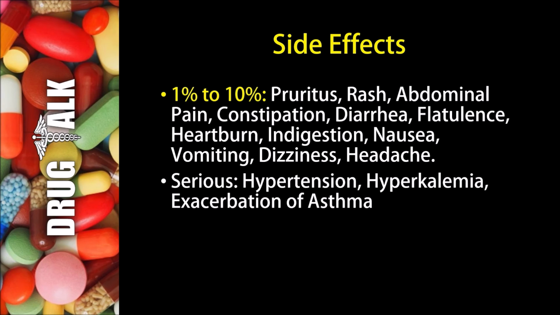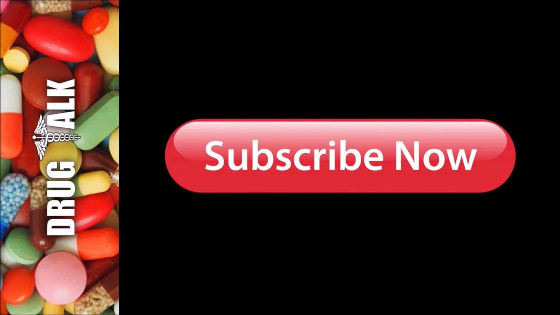Now, some more rare but serious side effects would be hypertension or high blood pressure, hyperkalemia or high potassium levels, or an exacerbation of asthma. That's all we're going to talk about today with mefenamic acid or Ponstan.